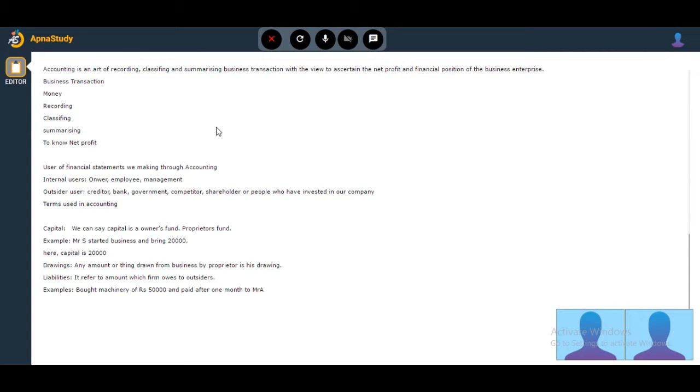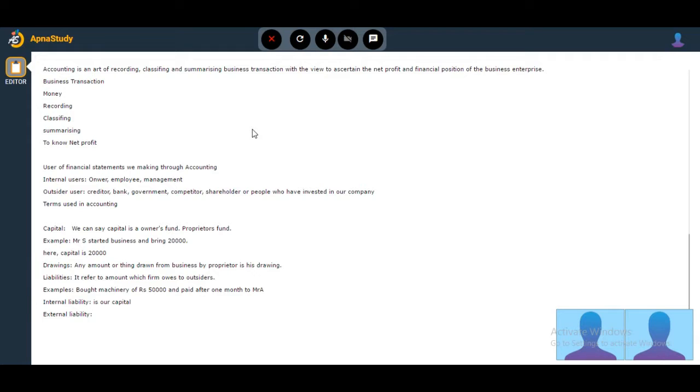Liabilities are of two types: internal liability and external liability. Internal liability is our capital. Yes, we have to pay the capital amount to the owner or the proprietor once the business is over. So this is our internal liability. Although we don't have to pay it now or in the near future, it is somewhere a kind of liability.